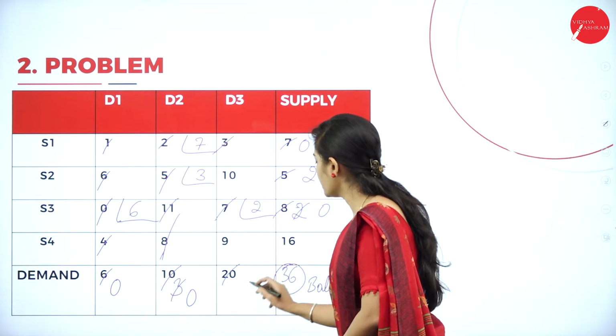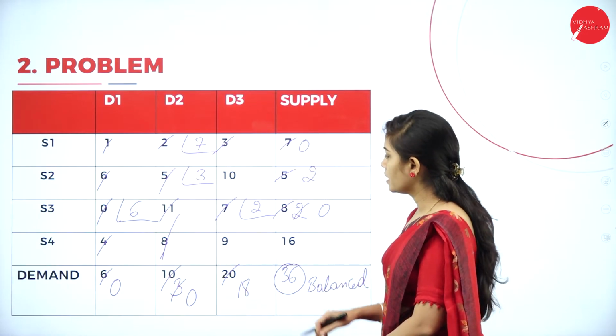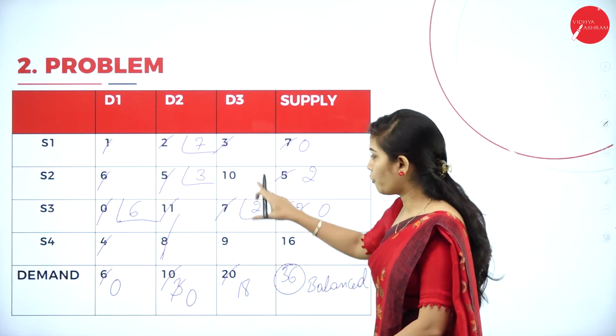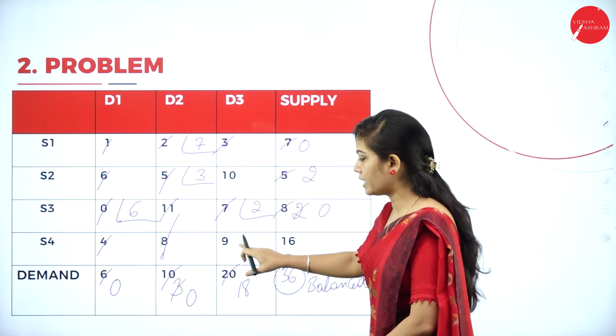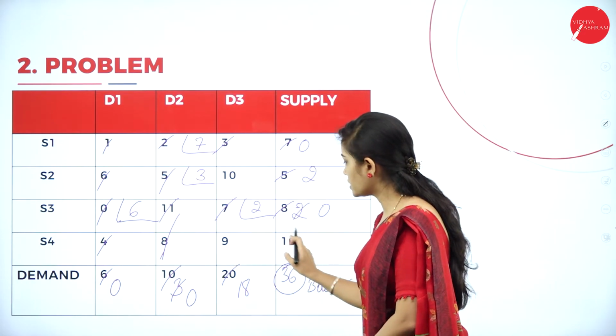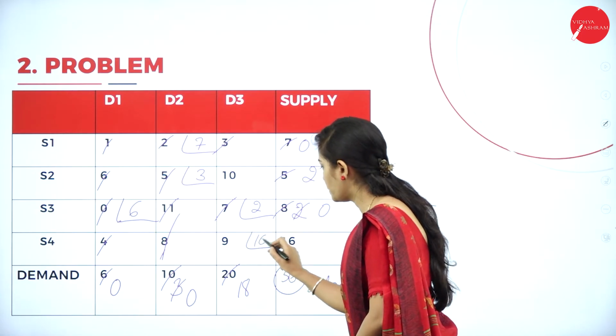And 20 minus 2 is 18. And the next least value is 9. We have only two variables, 10 and 9. Next least value is 9. Allocate 16 rupees to this cell because 16 is lesser than 18. 16 rupees I have allocated.